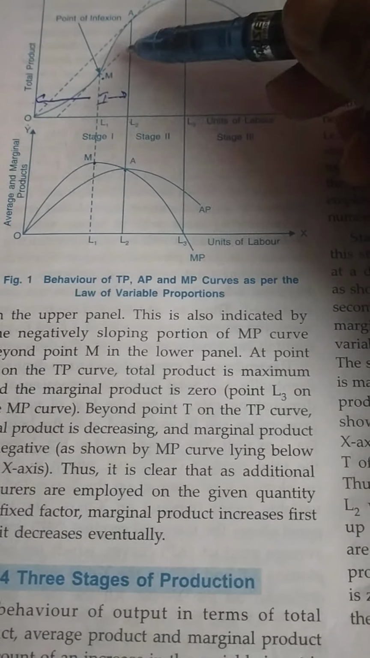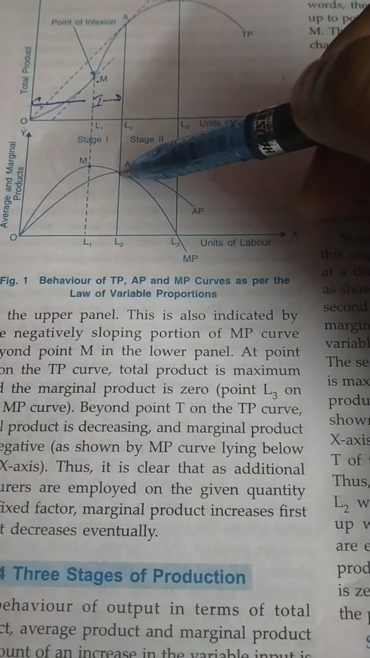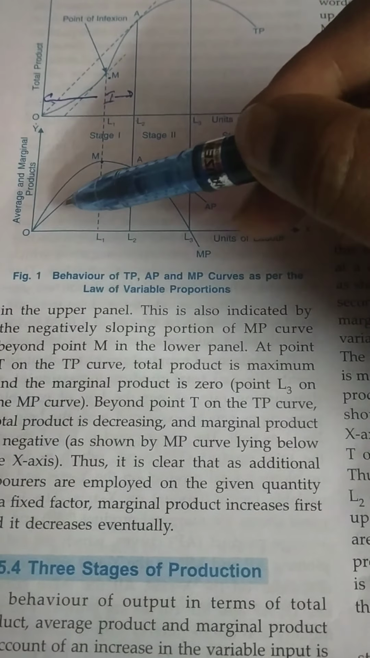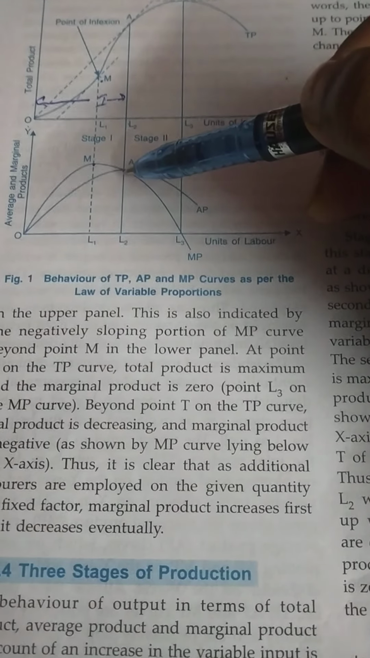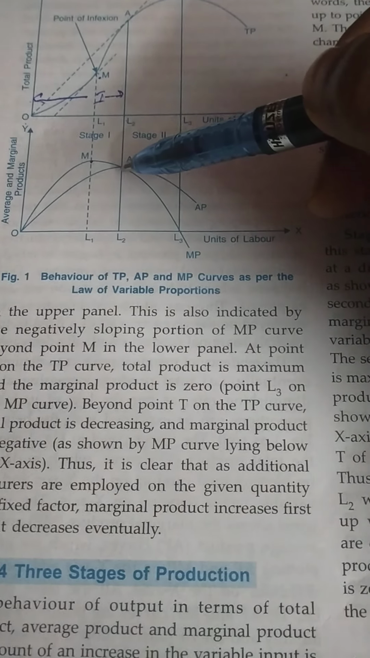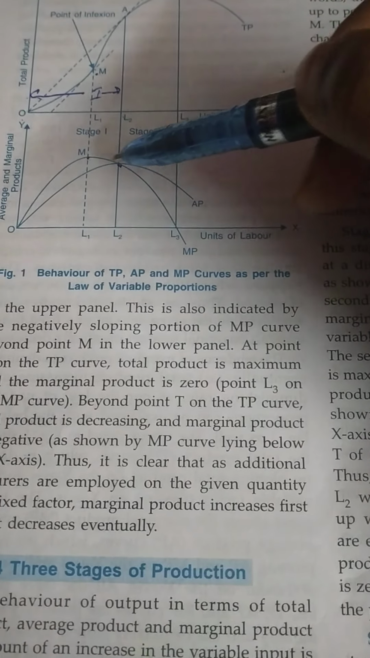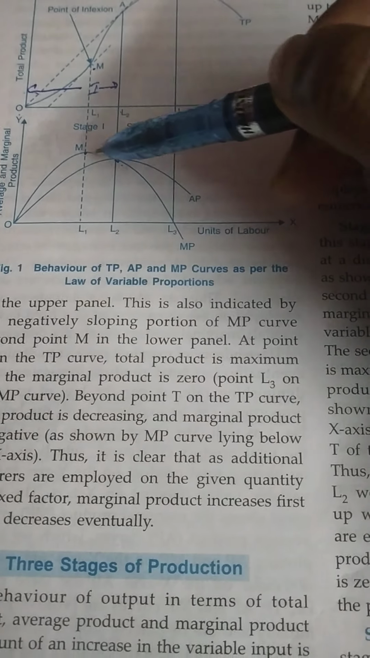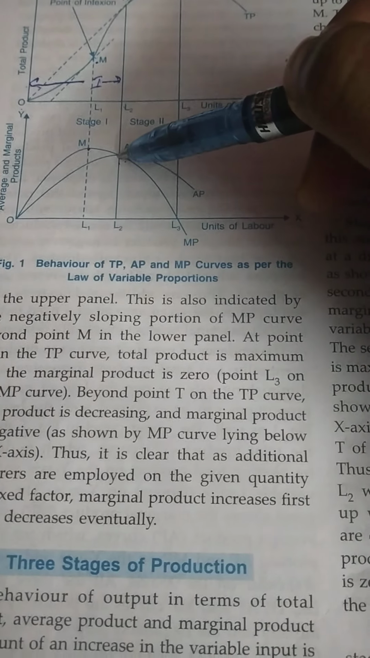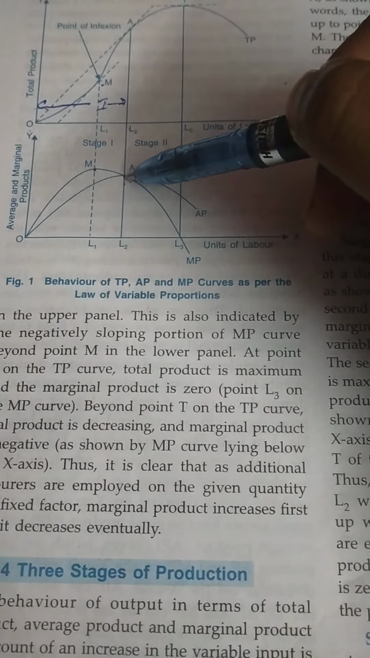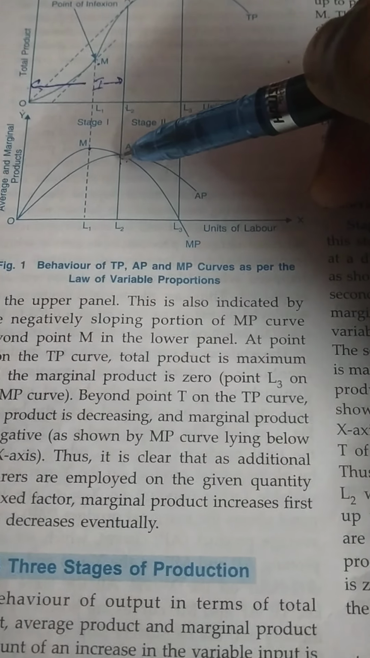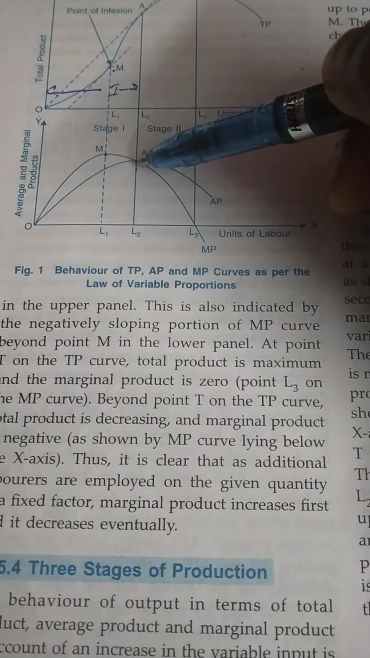Stage 1 begins from the origin and ends at point A. That means the point where AP is maximum. So throughout the first stage, AP is rising and the stage ends when the AP curve is maximum and MP is equal to AP. You see at this point A, both the MP and the AP curve intersect. So at this point, the stage of increasing return ends and AP is maximum.